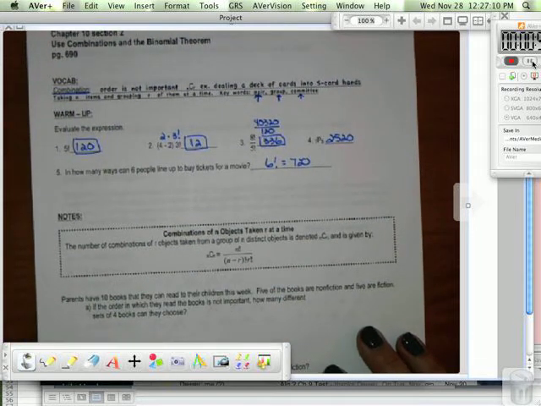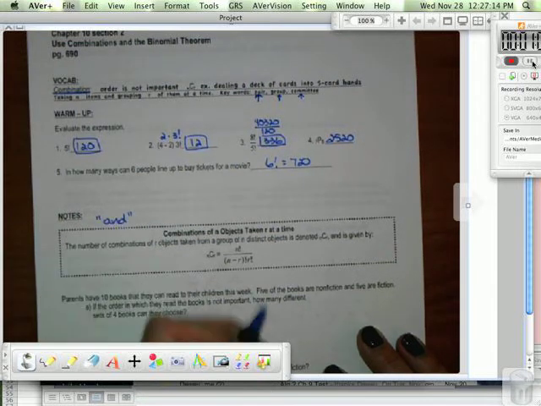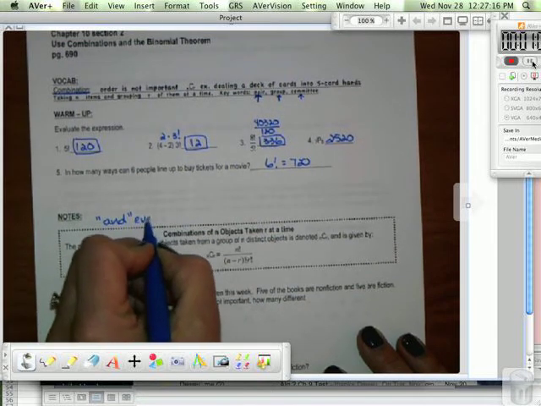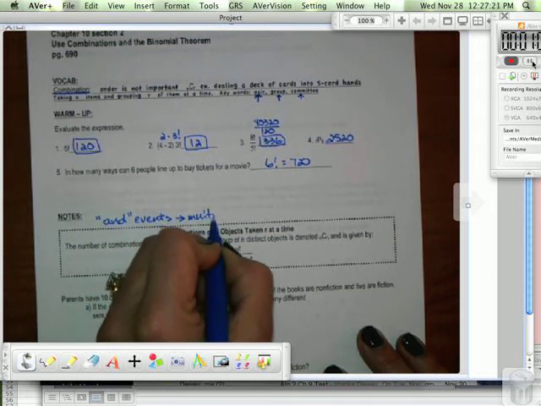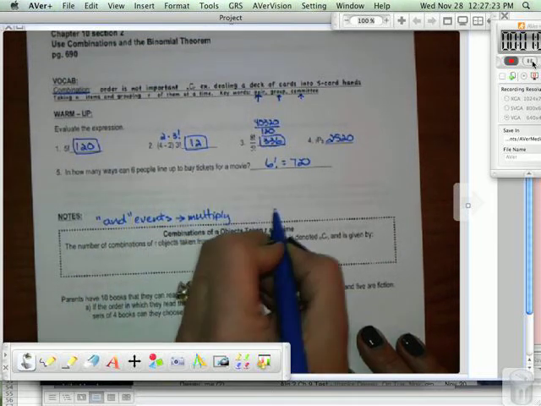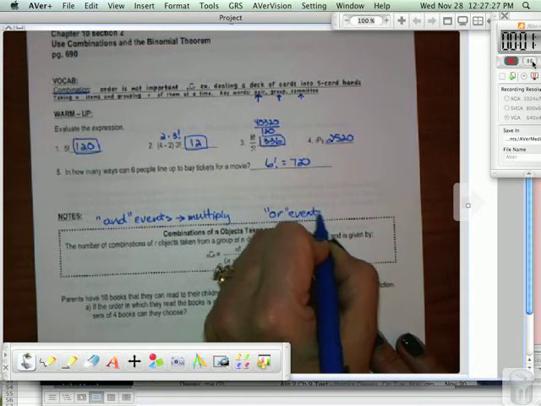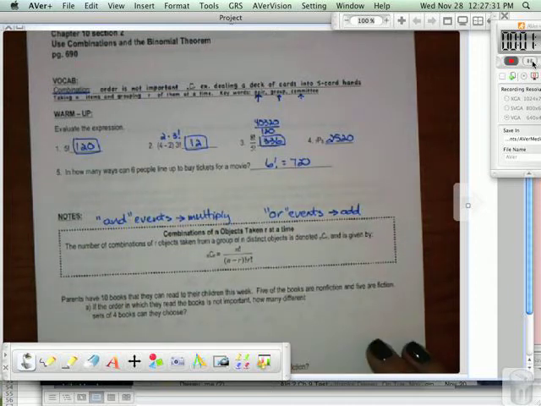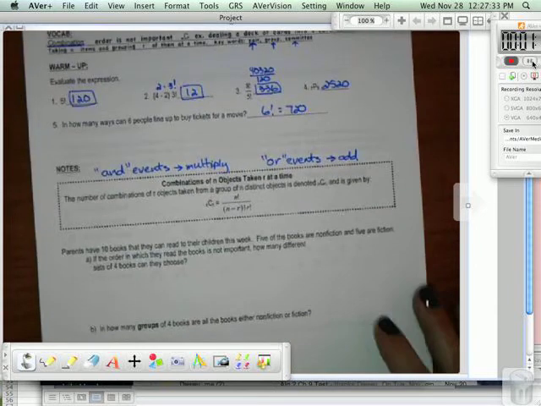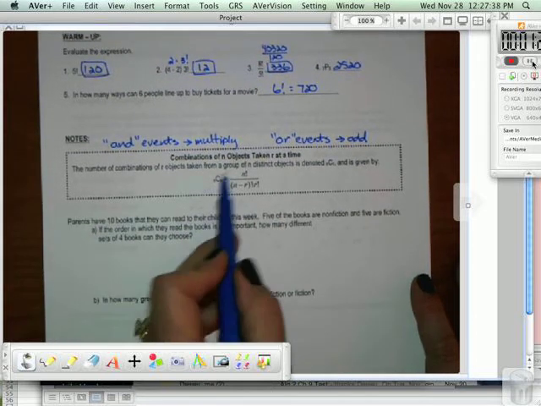One thing to keep in mind when working with combinations: if you see an AND in the problem, with AND events, you're going to multiply the different combinations together. If you see an OR in the events, it's a clue that you're going to add the different combinations together. So here, combinations of n objects taken r at a time. This is the general formula.